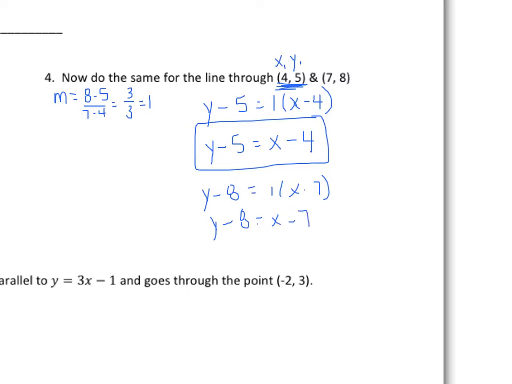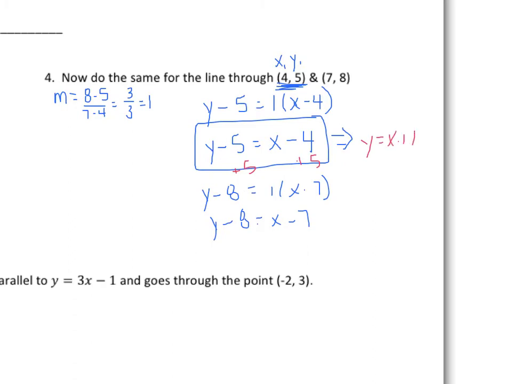And this is an okay equation too, but I want you to notice that if I go ahead and simplify this to slope-intercept form, that would mean that I would have to add the 5 over to the other side. So I'd get y equals x plus 1.